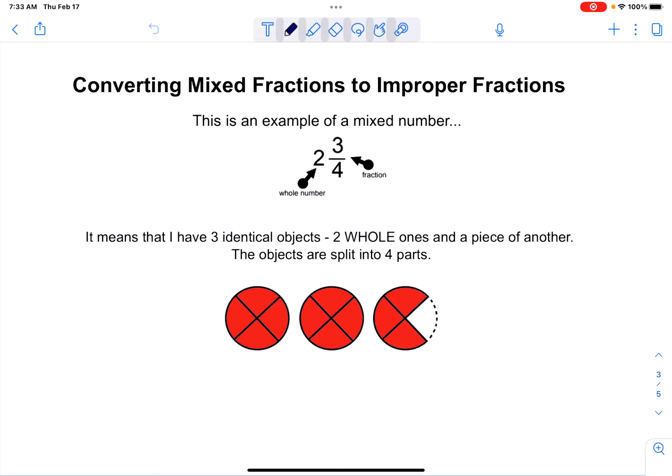We're just going to finish up the note that we didn't finish yesterday. It shouldn't take us too long here. Okay, so we're going to change back and forth between a mixed and an improper fraction.